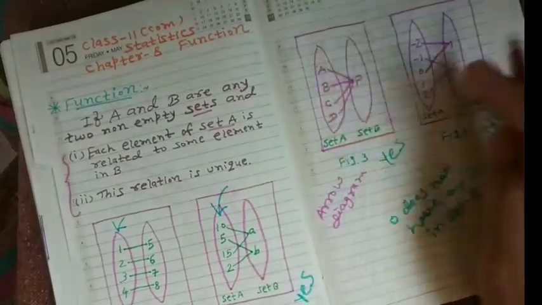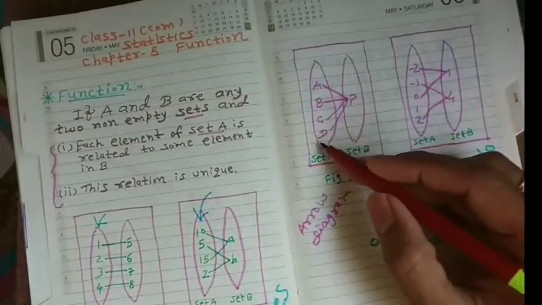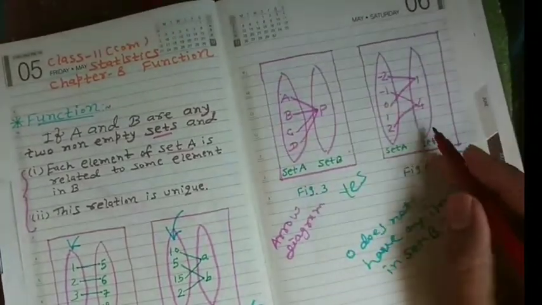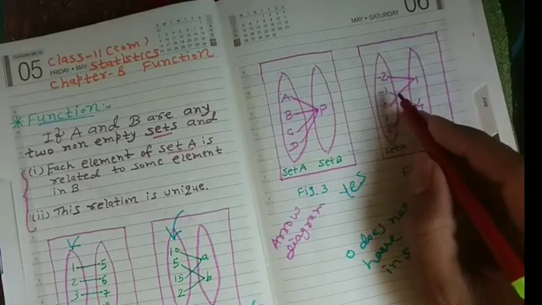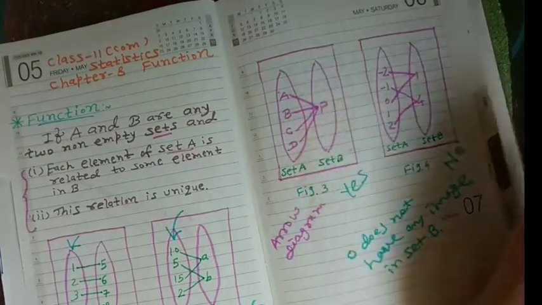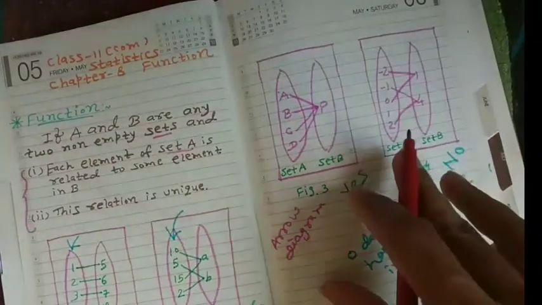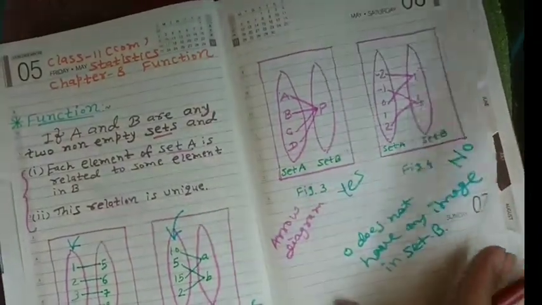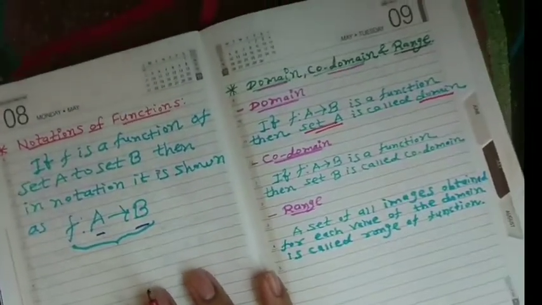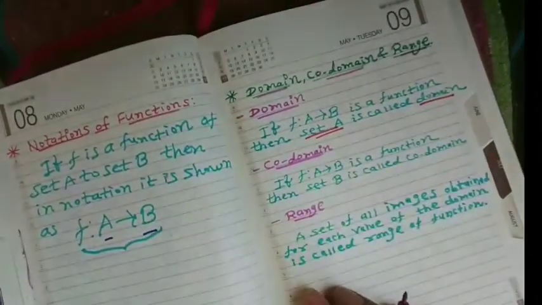Okay, in figure number 3, ABCD is called the domain, and in figure 4, minus 2, minus 1, 0, 1, 2 is not a domain because it is not a function. If it is a function, then you can find the domain, codomain and range. Otherwise you cannot find them. Is it clear?